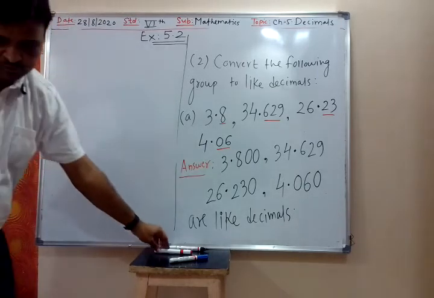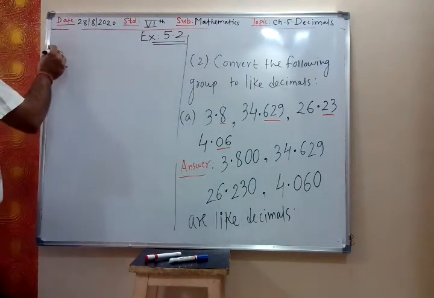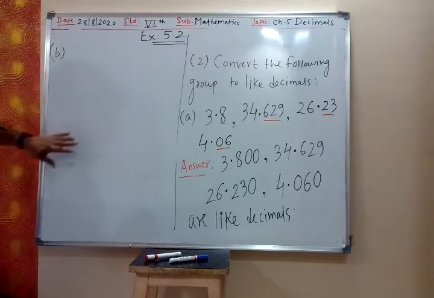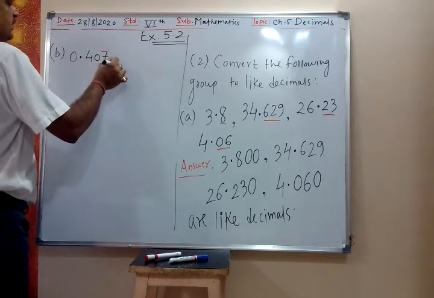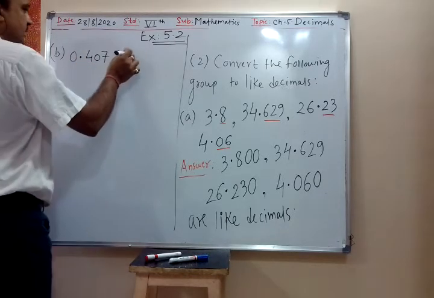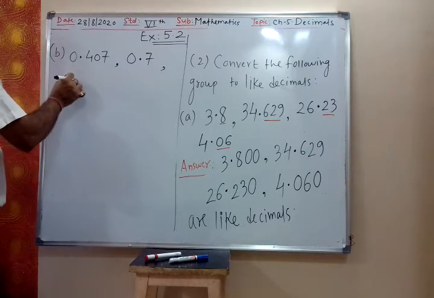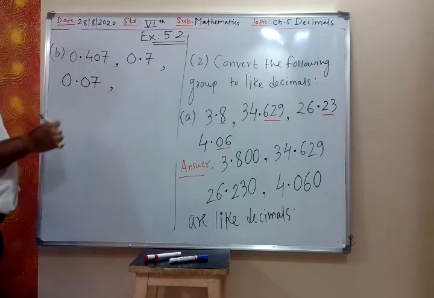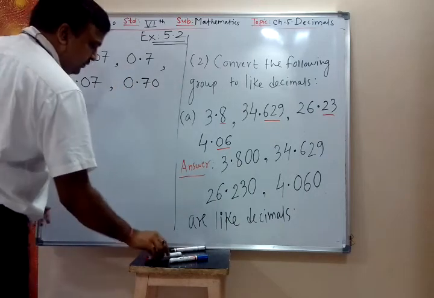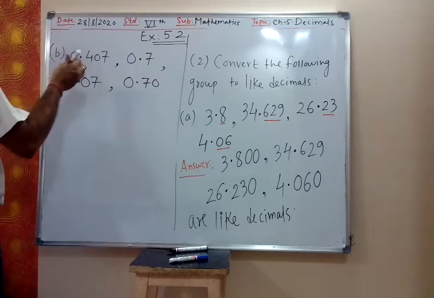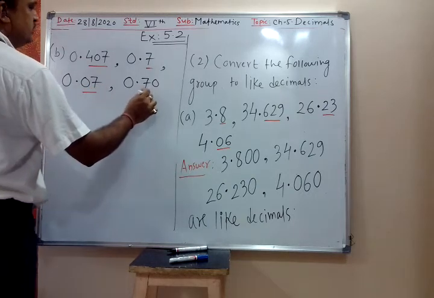Now second, B. Let me write B: 0.407, then 0.7, then 0.07, and 0.70. First you have to find the maximum number of digits after the decimal. So this is 3 digits, this is 1 digit, this is 2 digits, this is 2 digits.